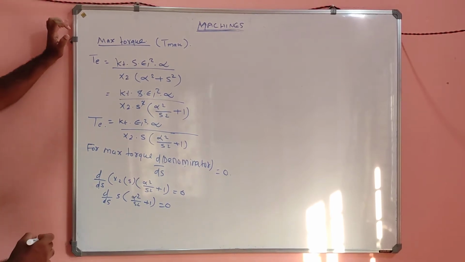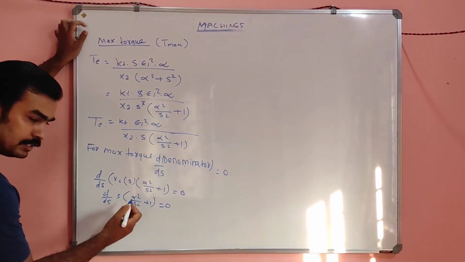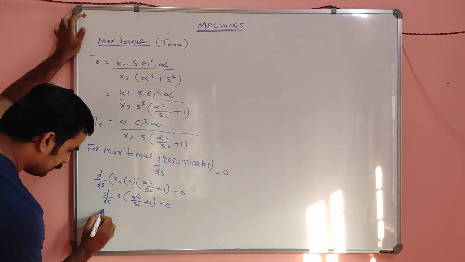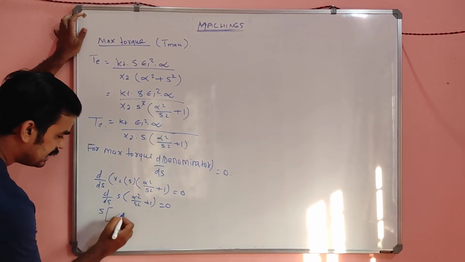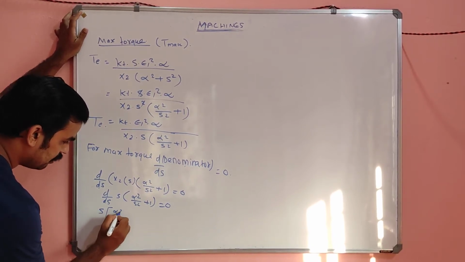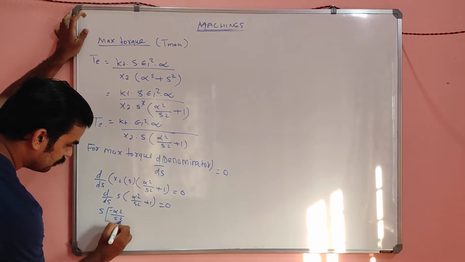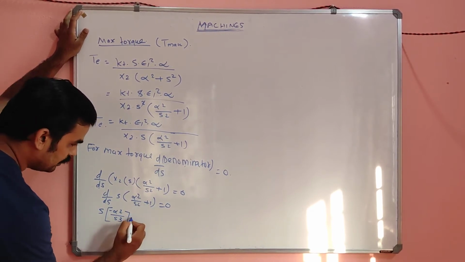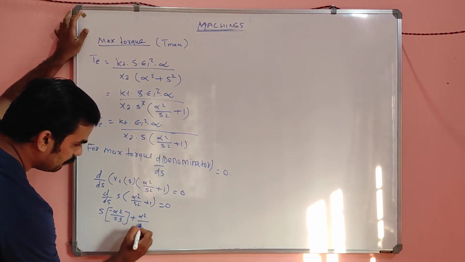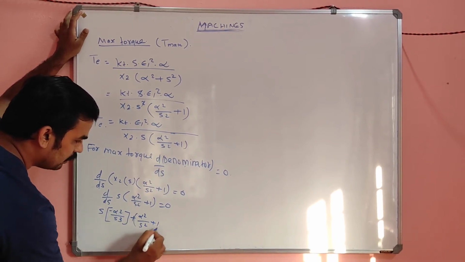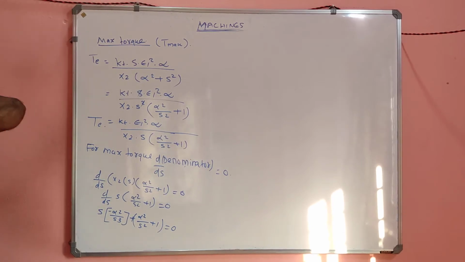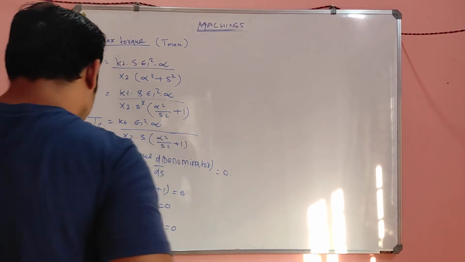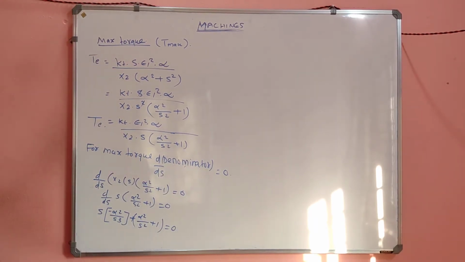What do I get? It is two functions, right? So first function into d by ds of second function. Alpha square is a constant, minus 1 by s cube, correct? Plus 1 is a constant, no need to count. Plus alpha square by s square plus 1 equal to 0, correct? Where is that? Small confusion.